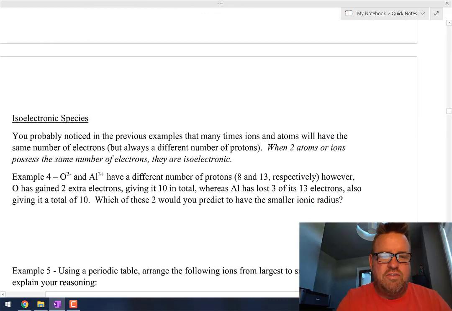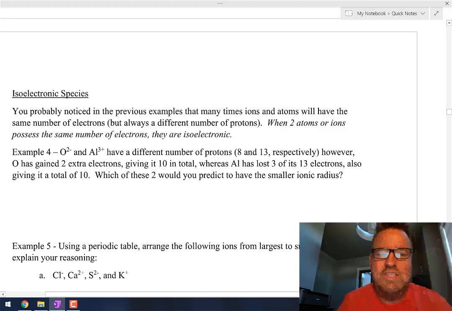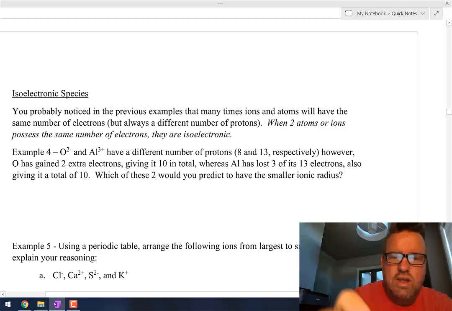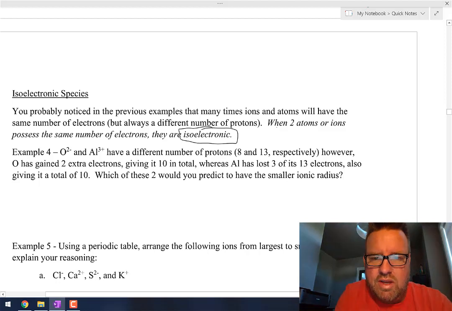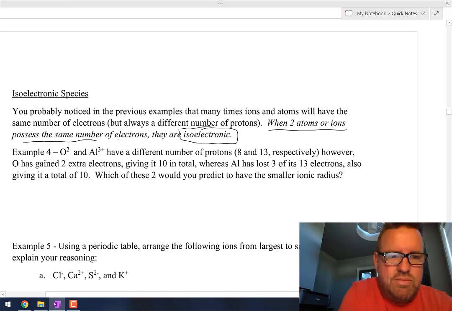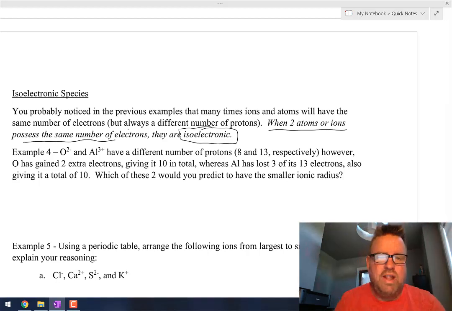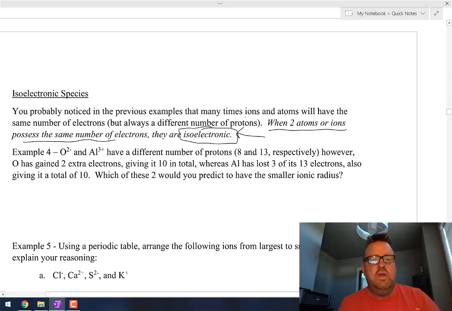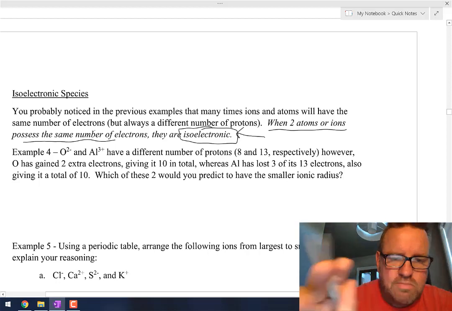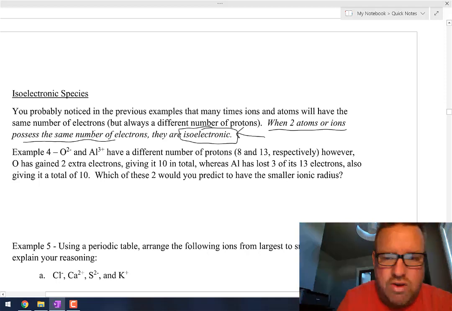Okay, now there's a fancy word for that. Many times we talk about when things have the same number of electrons. There's a real fancy word that will make your parents think you actually learned something in chemistry. When two or three or four or five different species, different particles, have the same number of electrons, the term we use is isoelectronic. Do you have to know that? No, you don't. It's just a fancy word that makes you sound like you know what you're talking about.